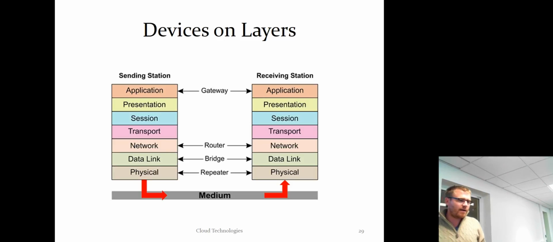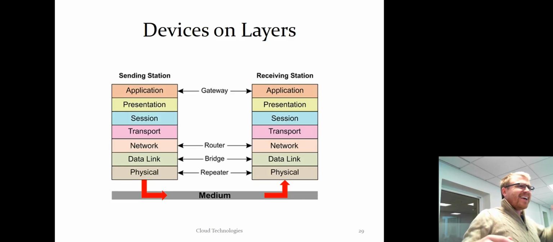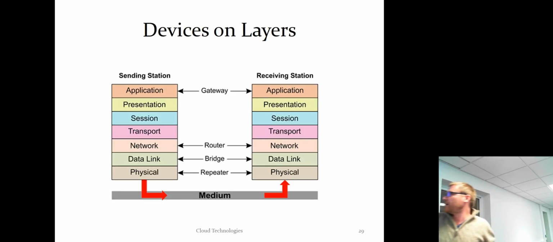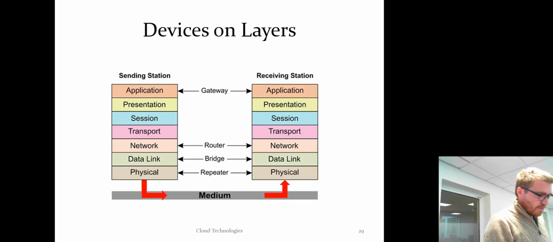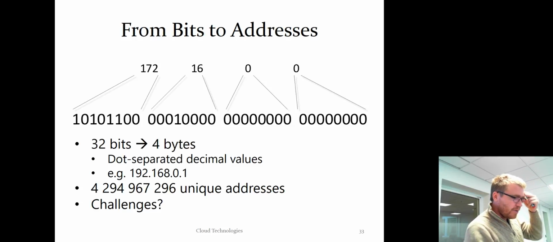So ARP is quite important, and it operates between two layers, technically. It links the MAC address, which sits on the data link layer, and the IP address, which sits on the network layer. So it's a bit of a confusing setup there. Cool. Anyway, that's it for now.